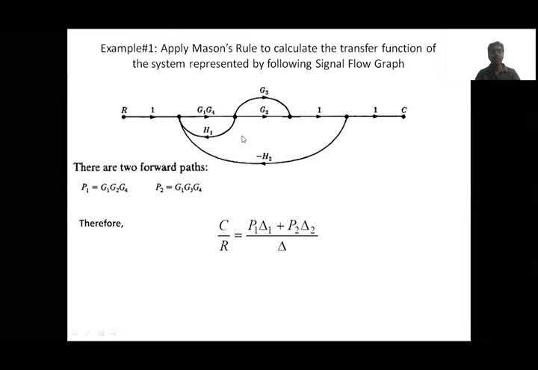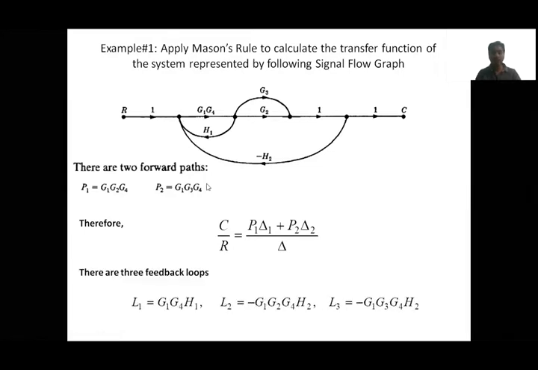From this path through G3, going this way and coming back through the feedback, we get one more loop. So in total we have 3 loops. L1 is simply G1 G4 and H1. The second is G1 G4 G2 and then minus H2, so minus G1 G2 G4 H2. The third loop is G1 G4 G3 and then going through minus H2 and coming back, so minus G1 G4 G3 H2. This is the third loop.